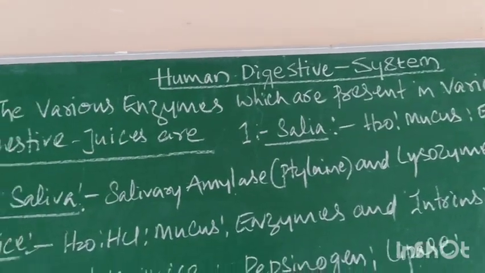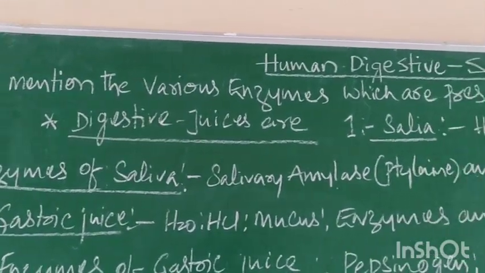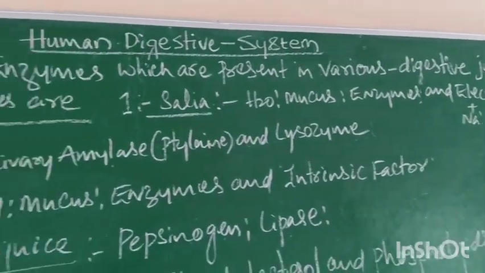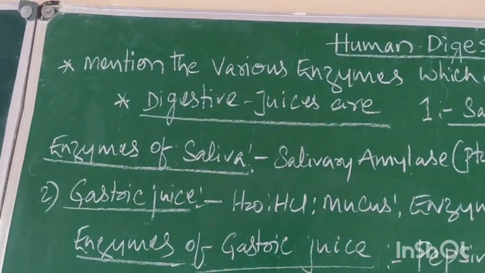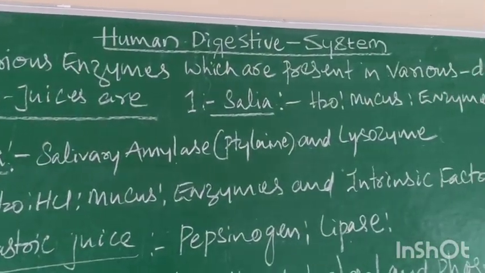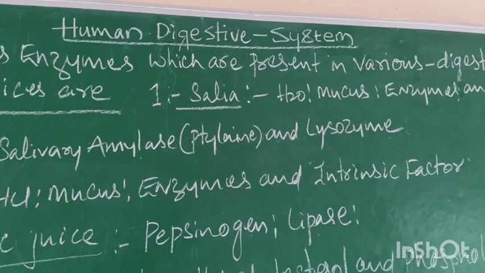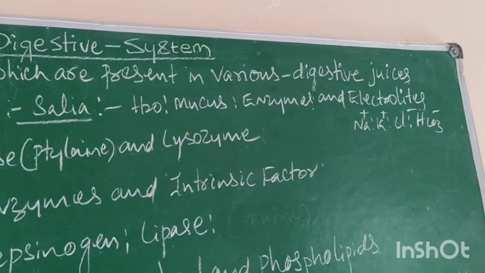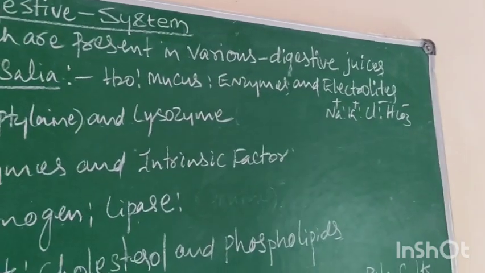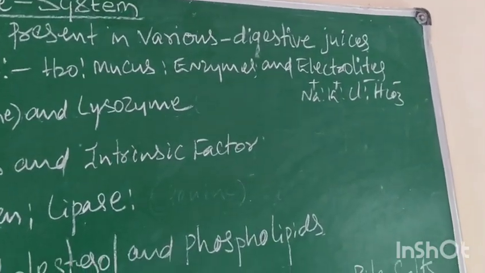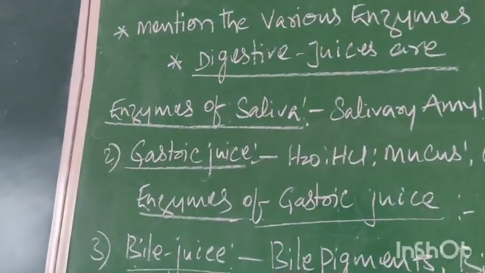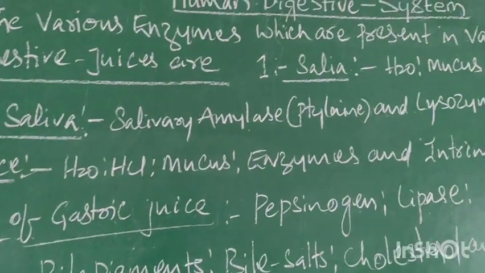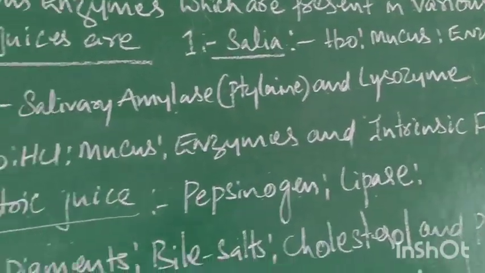Human digestive system. Mention the various enzymes which are present in various digestive juices. The digestive juices are, first, saliva. Composition of saliva: water, mucus, enzymes and electrolytes. The electrolytes may be sodium, potassium, chloride, bicarbonates. The enzymes present in saliva are salivary amylase, which is also called ptyalin, and lysozyme.